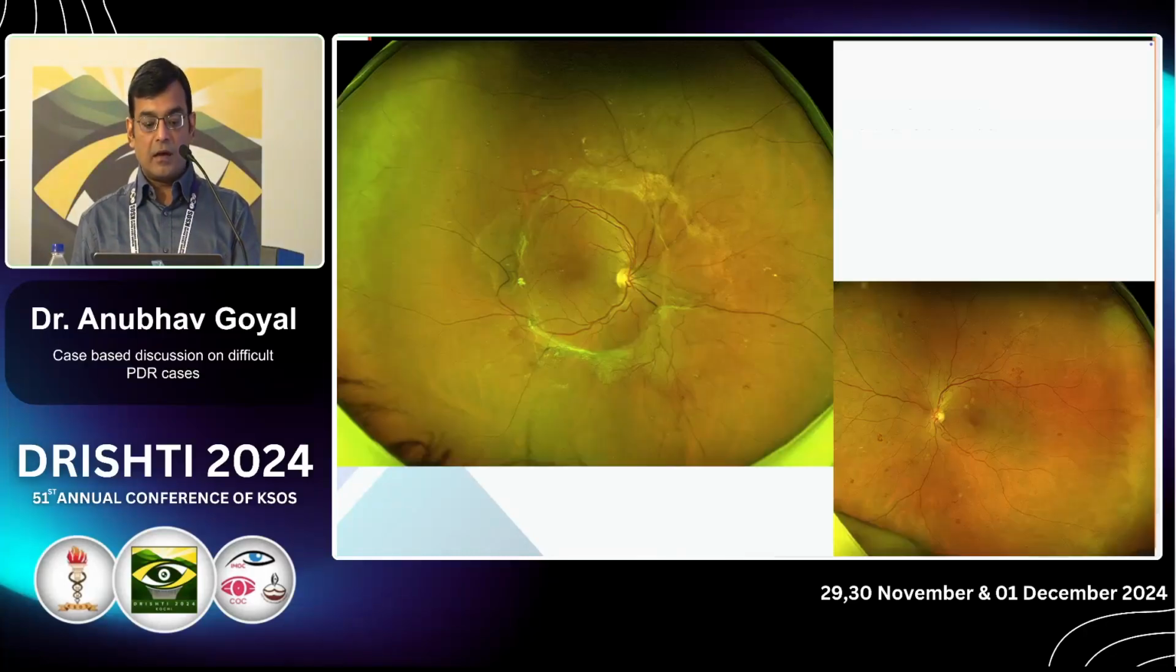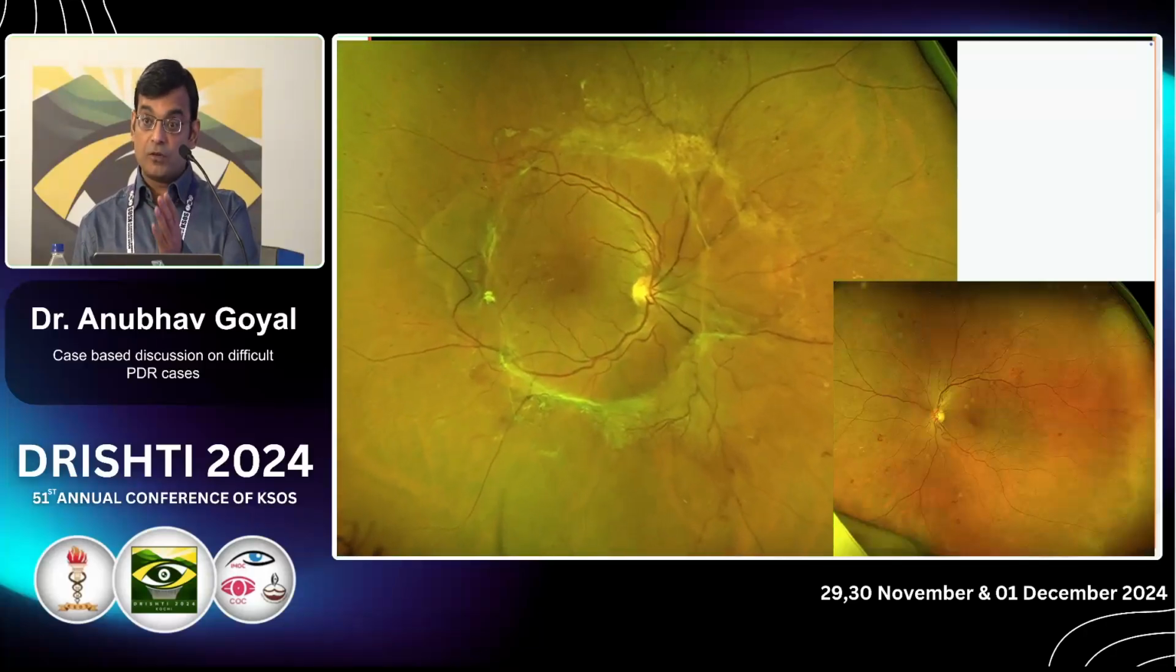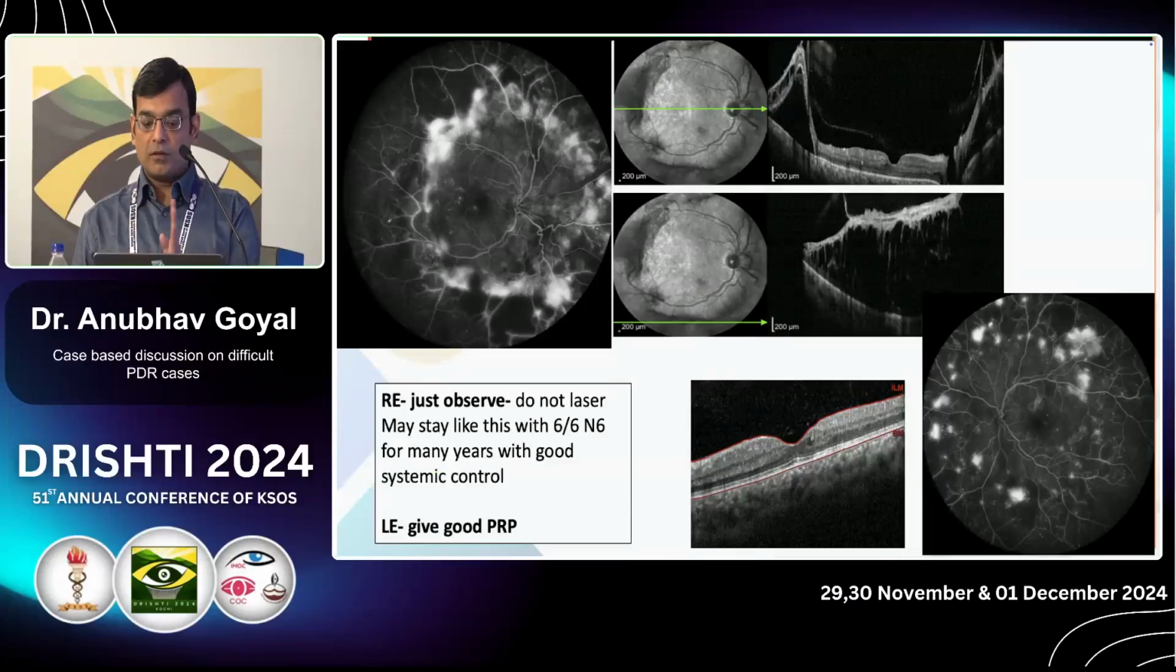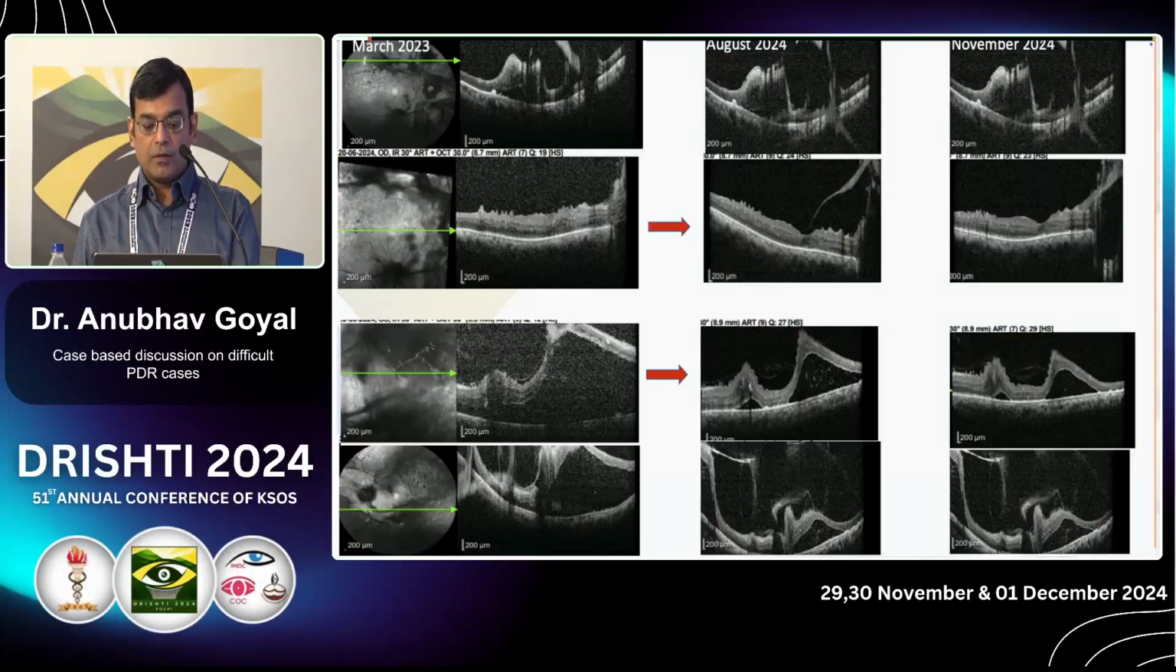You can see the right eye has a 360-degree circular ring of TRD, but vision was 6/6 and the macula was on. A young lady; just observe such cases, they can do very well for many years even without treatment. This angiogram shows massive PDR in both eyes with TRD in the right eye. The left eye was treated, the right eye was just observed. This is a follow-up 2 years down the line with TRD and good vision in both eyes, and the patient was doing well. You see the OCT of the right eye above and the left eye below.